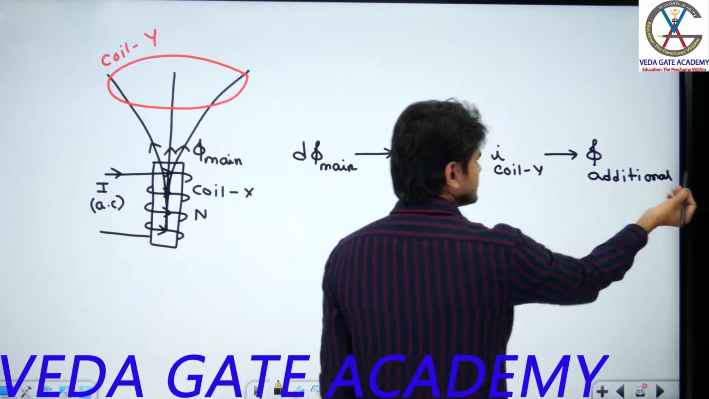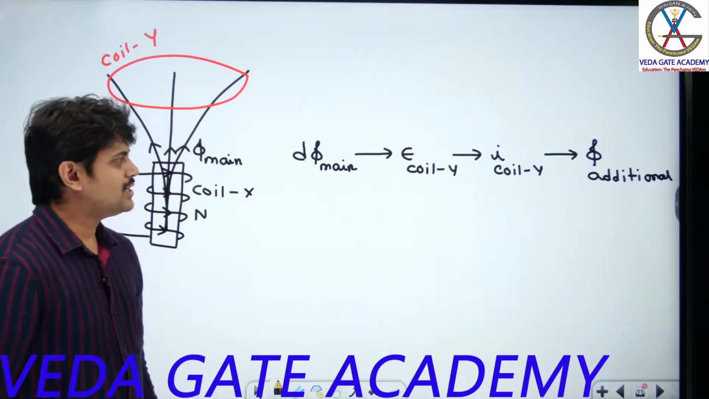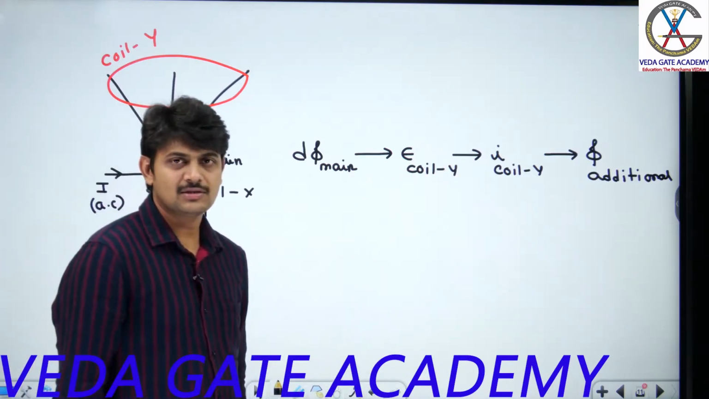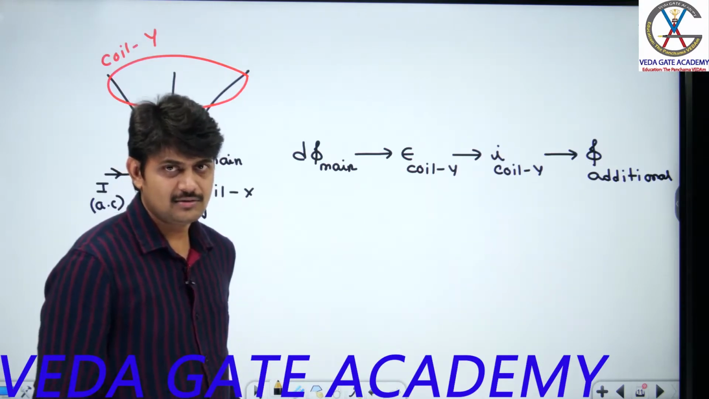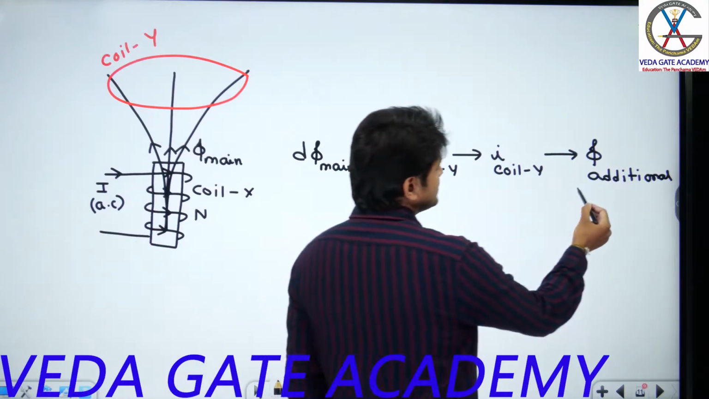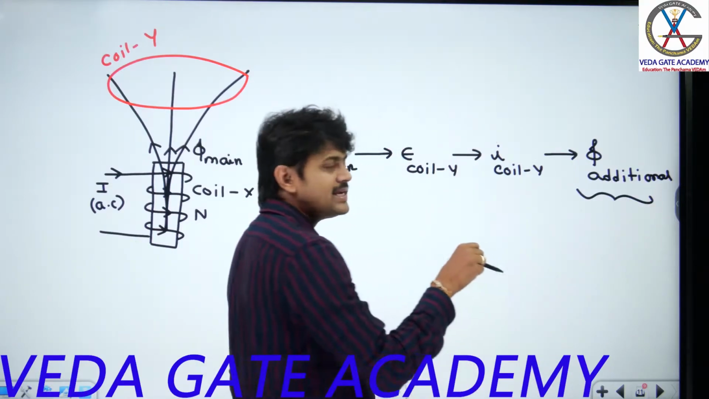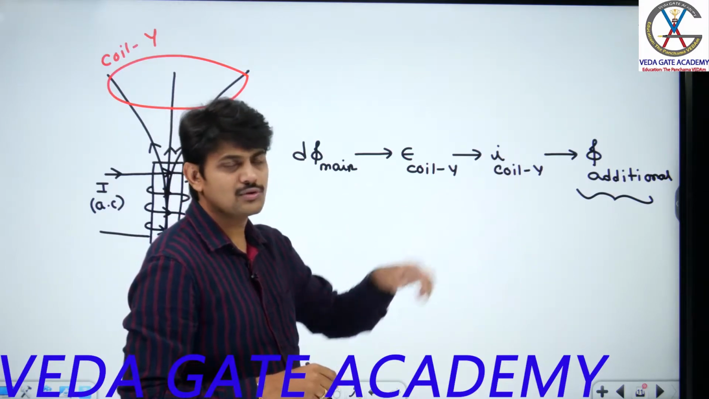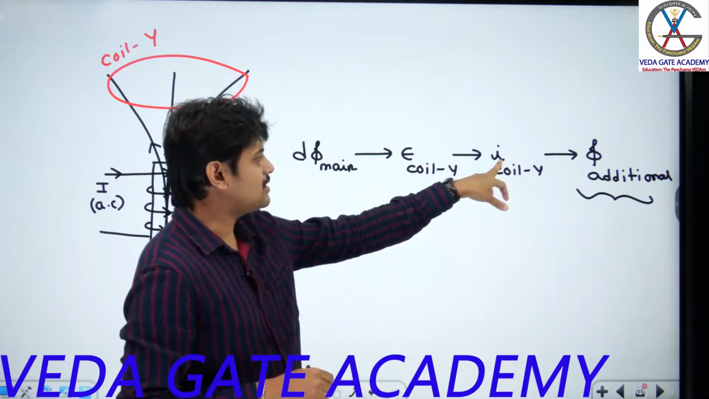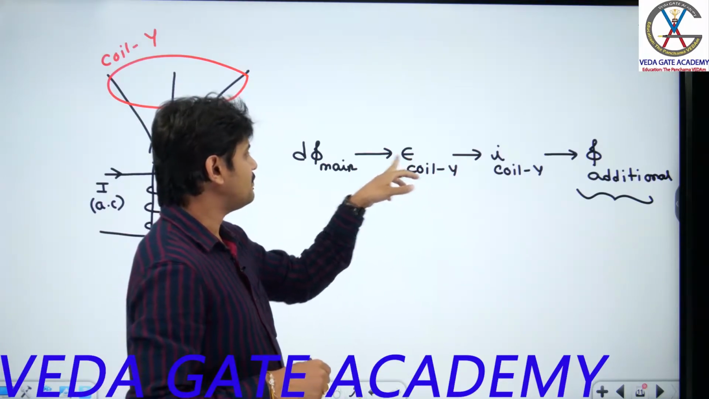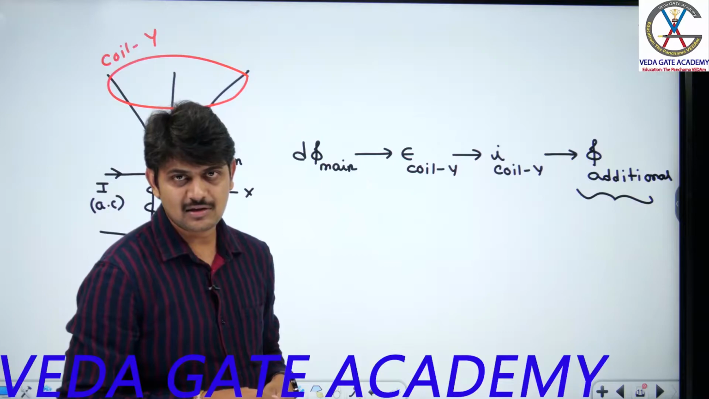Additional flux. What is the major reason behind the production of this additional flux? Here, what is the cause and what is the effect? Here, my effect is additional flux. My additional flux is produced because current starts flowing through coil Y, and this current started flowing through coil Y because of EMF induced across coil Y, and this EMF is induced because of change in flux linkages.